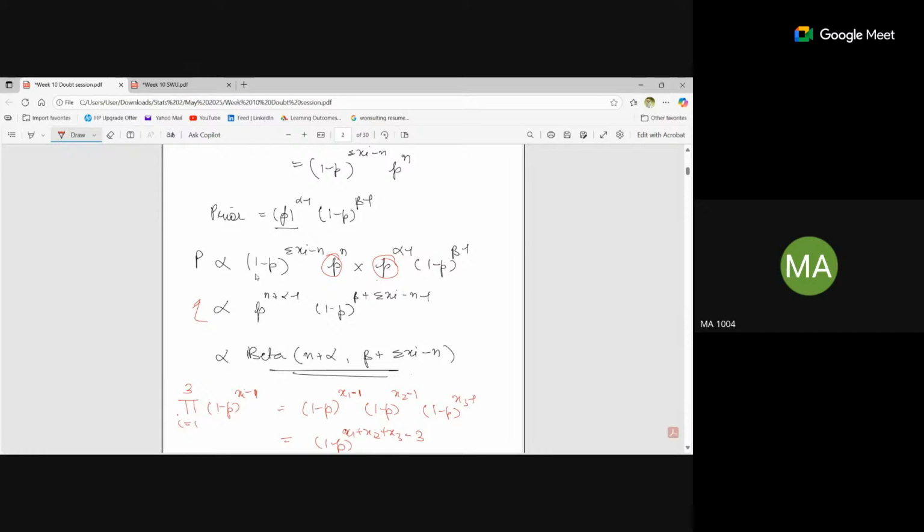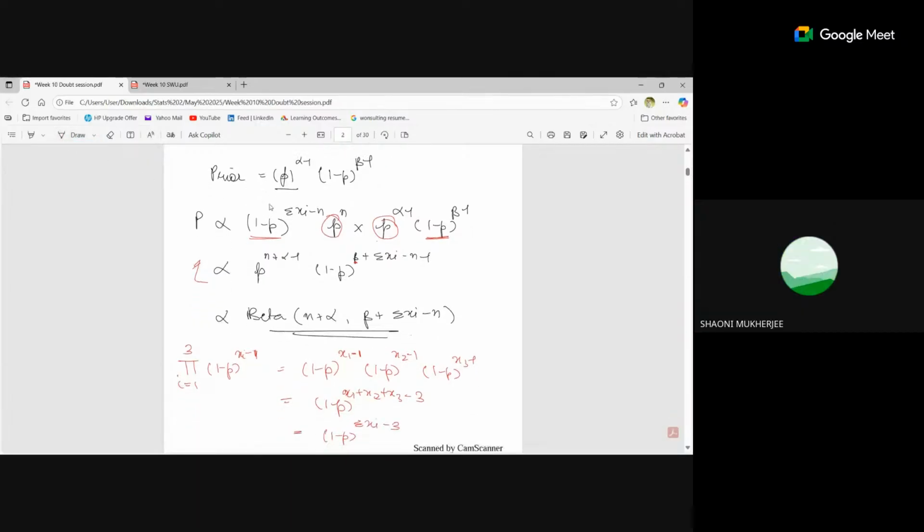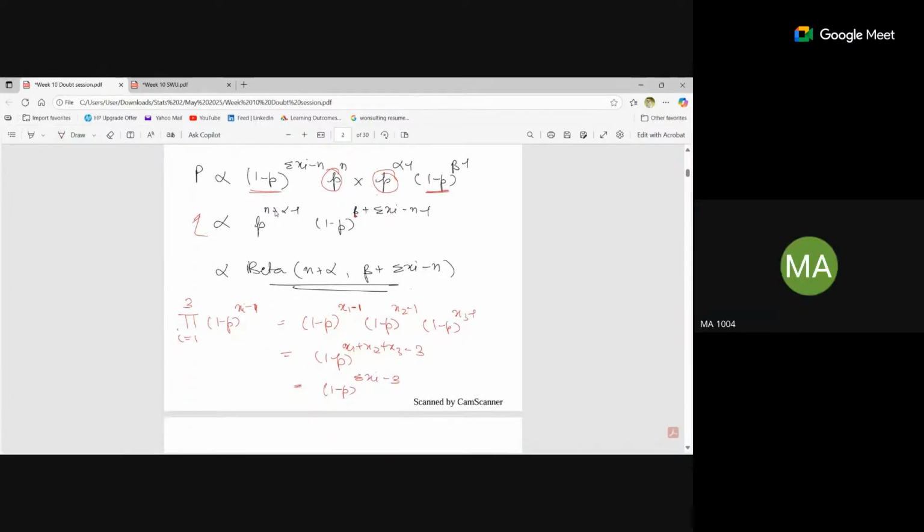Now this 1 minus p, the bases are the same, so I will add the powers. What happened to beta? There is 1 minus p to the beta minus 1, right? Here it is, beta minus 1. I just put it that way so that I can get the form of beta. Okay, got it. Thank you, ma'am.